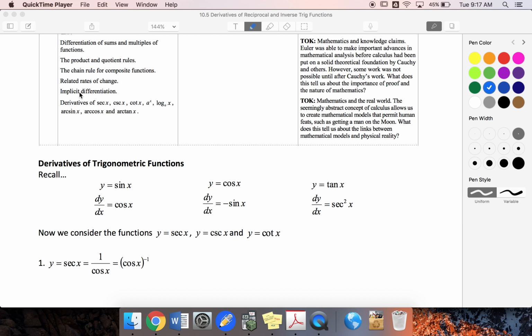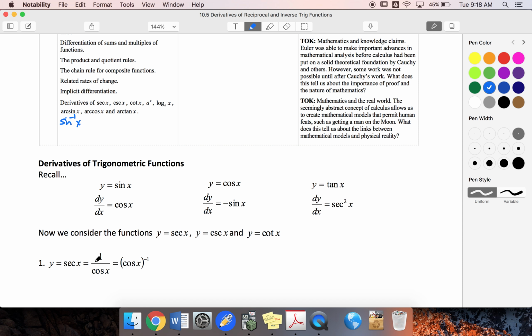All right, in this set of videos, we're going to be looking at this section of our syllabus: derivatives of secant, cosecant, cotangent, arcsine, arccos, arctan. Remember, those are the same as sine inverse, cos inverse, etc. So we had our original trig functions, and we saw that the derivatives were as follows, and these are in our formula books. So now we're going to look at the reciprocal functions.